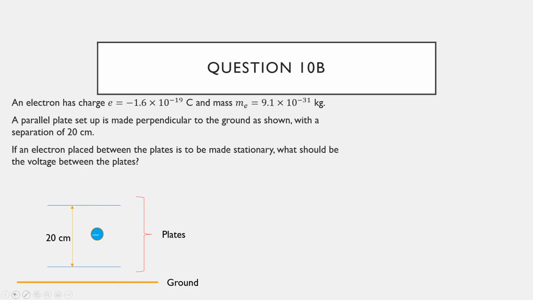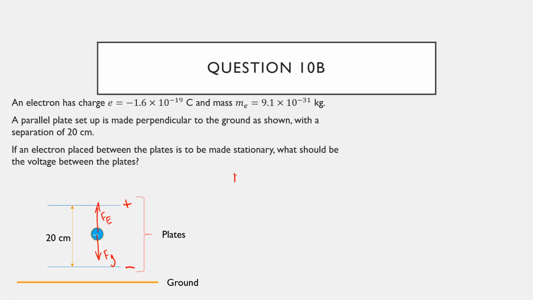10b. Same setup. We now know that that's positive and that's negative. The question now is, if the electron placed between the plates is to be made stationary, what should be the voltage between the plates? Okay, so our job is to try and work out the voltage here. What do we know about this electron? Well, just like I drew in the previous slide, you've got gravity pointing that way, you've got electric force pointing that way. We know that because this electron is stationary, those forces must be equal to each other in magnitude.